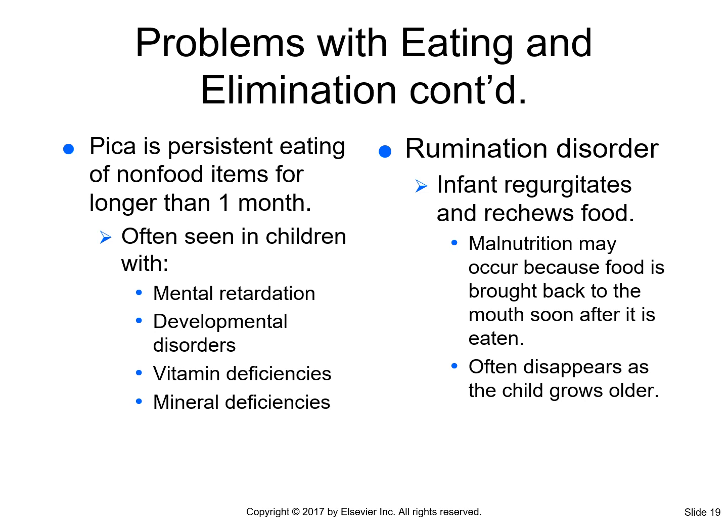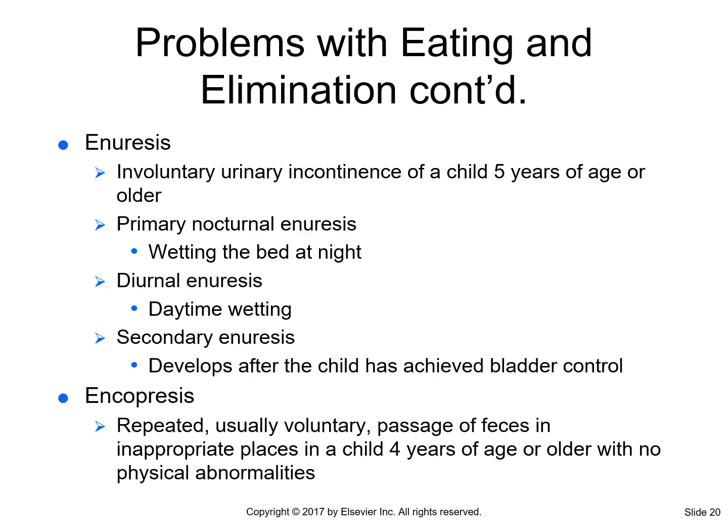All right, and then pica is persistent eating of non-food items for longer than 1 month. Often seen in children with mental retardation, developmental disorders, vitamin deficiencies, and mineral deficiencies. Sometimes there will be a child eating clay, right, or dust, or whatever it is that is non-food items. And then you have rumination disorder, which is when the infant regurgitates and rechews the food. Malnutrition may occur because food is brought back to the mouth soon after it is eaten, and it often disappears as the child grows older.